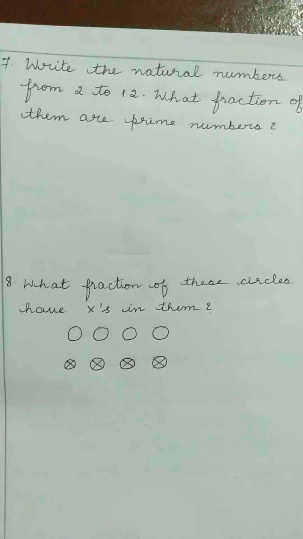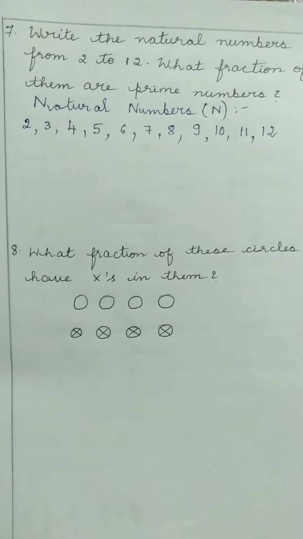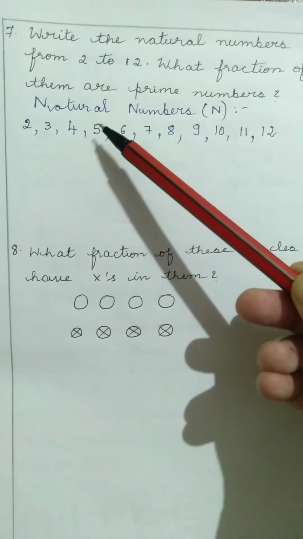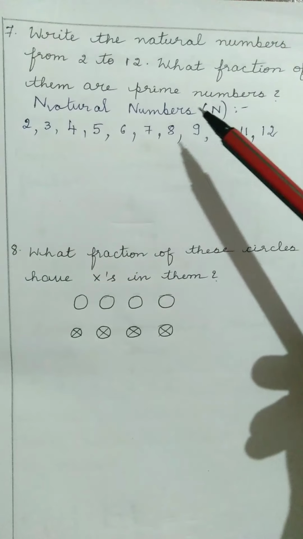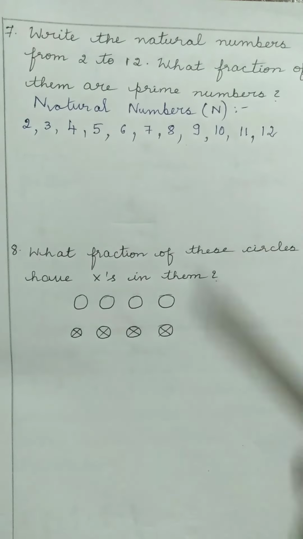Next question. Write the natural numbers from 2 to 12. What fraction of them are prime numbers? Natural numbers are counting numbers and they are denoted by the symbol N. We have to write the natural numbers from 2 to 12 and those numbers are 2, 3, 4, 5, 6, 7, 8, 9, 10, 11, 12.